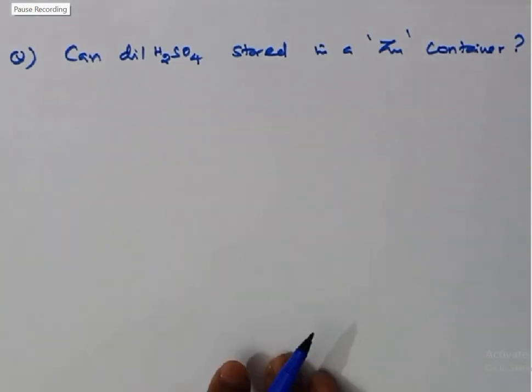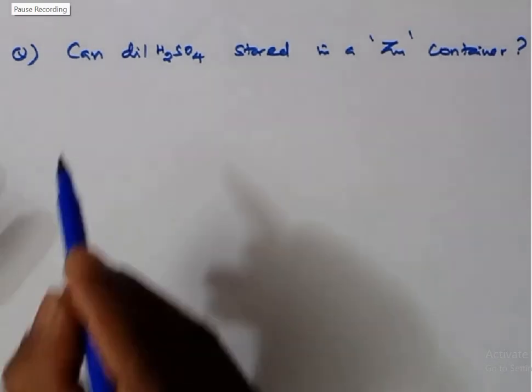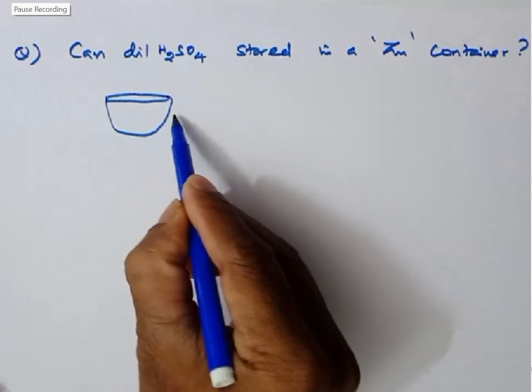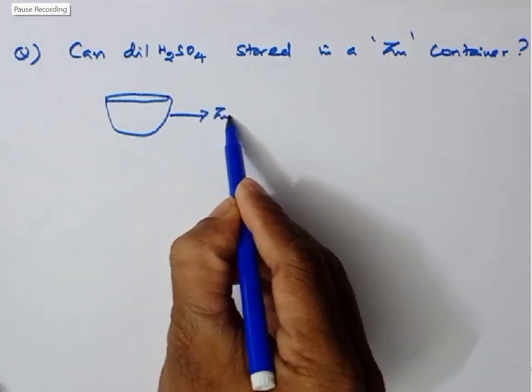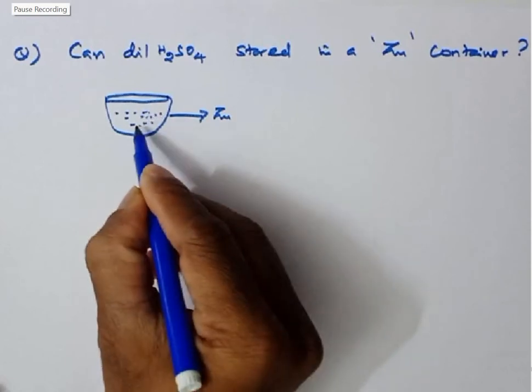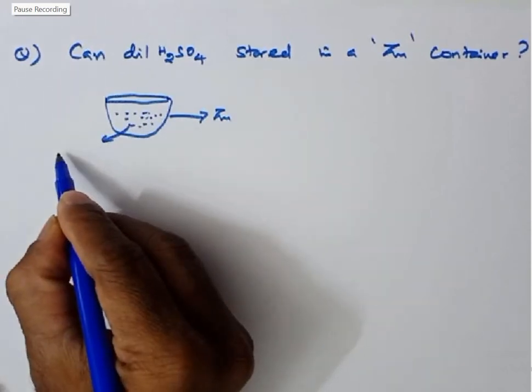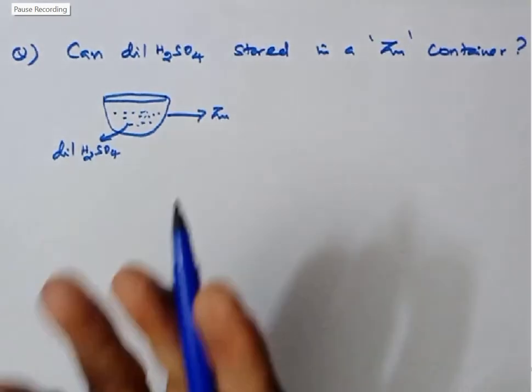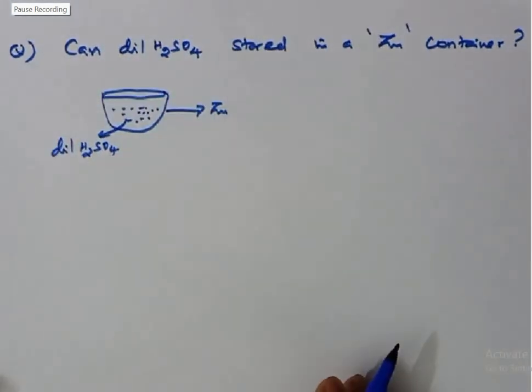Students, can you answer this question? We have a zinc container, so this container is made up of zinc. Inside I am going to take dilute sulfuric acid. Is this a correct procedure? Can we store dilute sulfuric acid in a zinc container?